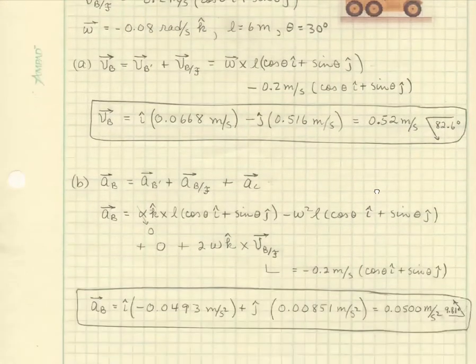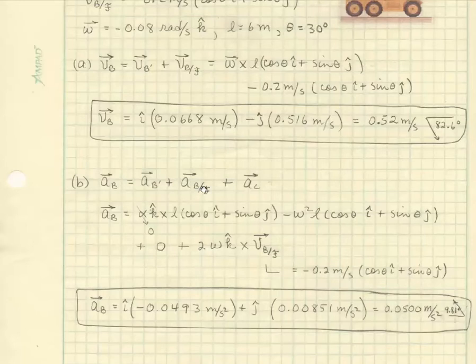The acceleration of B is written as the acceleration of B prime plus the acceleration of B with respect to the frame plus the Coriolis term. Again, this acceleration of B prime is just the acceleration of that point that remains fixed in the rotating reference frame, and we measure the acceleration of that point with respect to a fixed reference frame. Well, that's going to be an alpha crossed r plus omega crossed omega crossed r. Well, the alpha for this rotation is 0, so that term goes away, and the omega crossed omega crossed r becomes just minus omega squared r, and my r is L cosine theta i plus sine theta j.